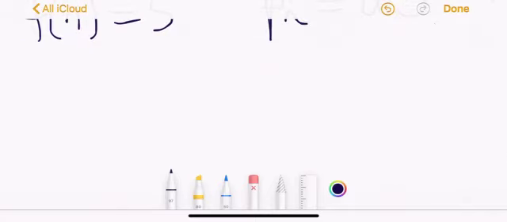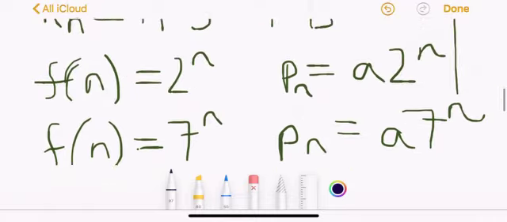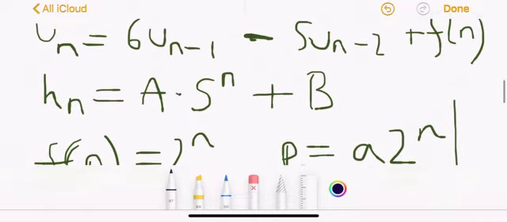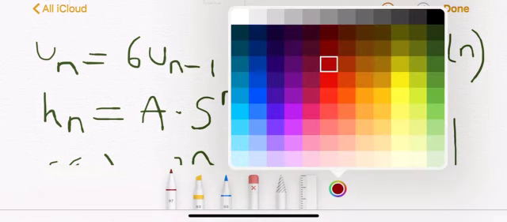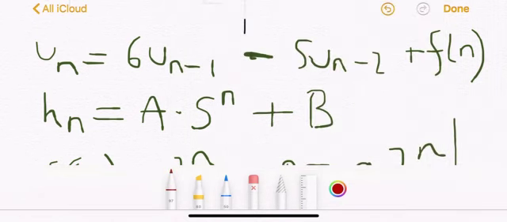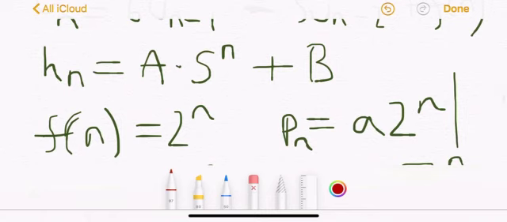Okay, in this video what I want to do is show you how to actually solve to find the values of the unknown constants in some of these particular solutions. So I'm going to do this in an example from the first one we did. The first non-homogeneous recurrence relationship we had was this one here, and I told you that the solution to the homogeneous equation was h_n equals A 5 to the n plus B, and we were considering when f(n) is 2 to the n, so p_n equals a 2 to the n.